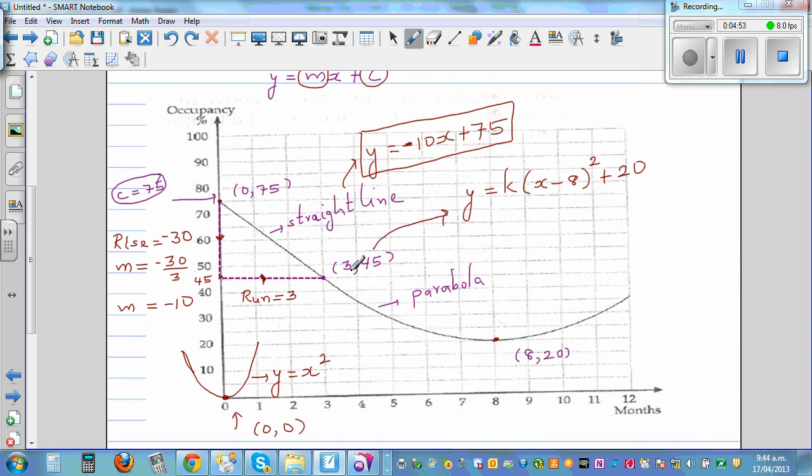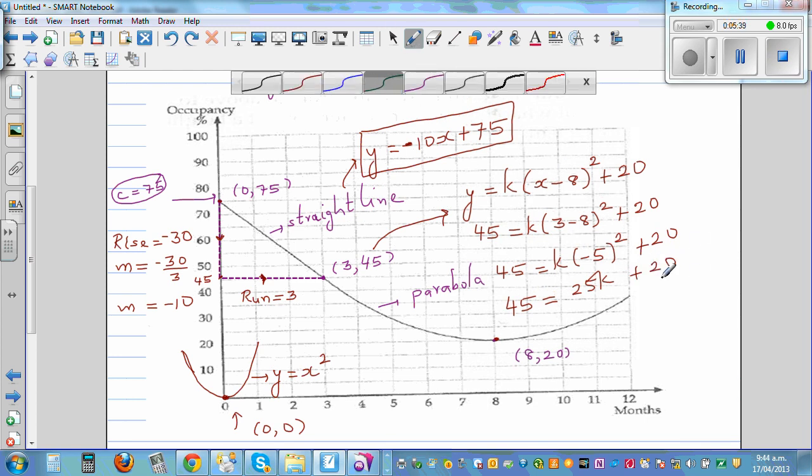So when y is 45, x is 3. Let's put this back: 45 equals k times 3 minus 8 squared plus 20. You have to be super careful in this step, and this is where most students make mistakes. 3 minus 8 is negative 5, and negative 5 squared is 25, so 45 equals 25k plus 20.